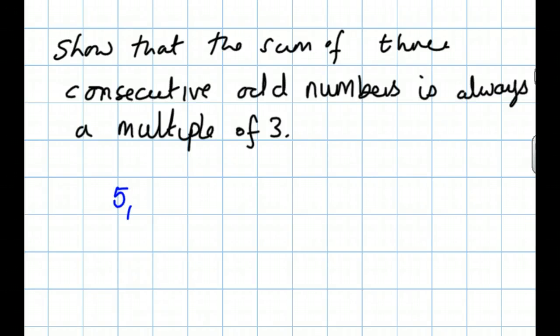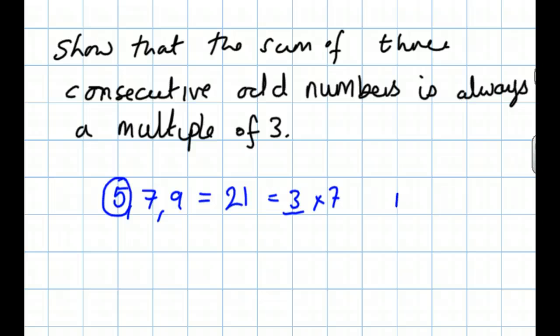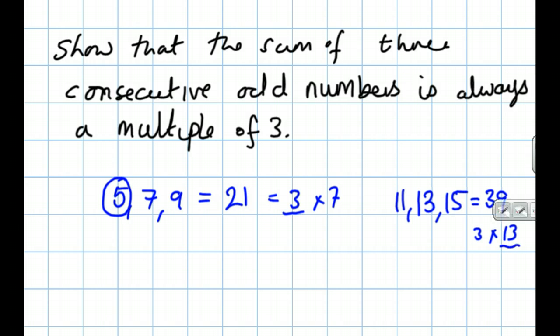Let's say I chose at random 5, then the next consecutive odd number is 7, and the next one after that is 9. If I add those up, 5 plus 7 plus 9, I get 21, which is 3 times 7. It's a multiple of 3. But that doesn't show or prove. I've just demonstrated that in one instance, when I start with 5, it works. And I could pick another odd number, 11. The next consecutive odd number is 13, then 15. I could add them up and I get 39, which is 3 times 13. Yeah, it happens to be a multiple of 3. But that could just be coincidence. I've got to try and prove it algebraically.